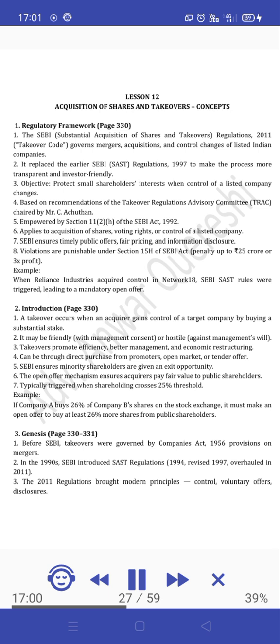3. Genesis, page 330-331. 1. Before SEBI, takeovers were governed by Companies Act, 1956 provisions on mergers. 2. In the 1990s, SEBI introduced SAST Regulations 1994, revised 1997, overhauled in 2011. 3. The 2011 regulations brought modern principles: control, voluntary offers, disclosures.